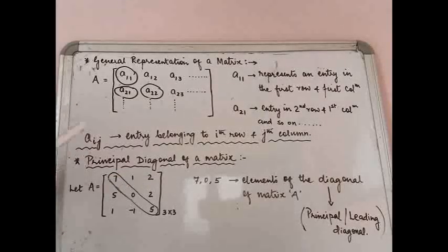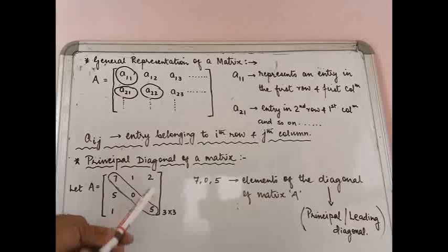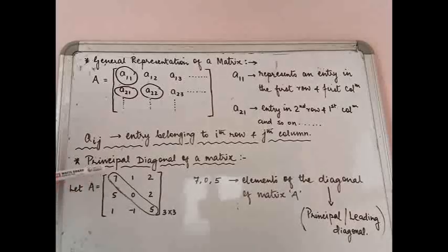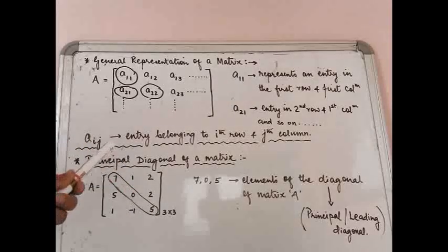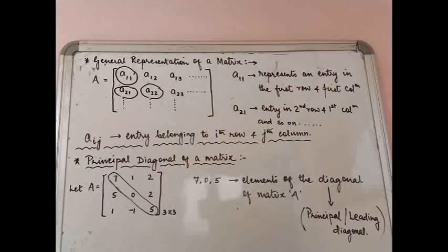Similarly, what is the last entry of this particular matrix? The last entry is over here because it is present in the third row, which is the last row, and the third column, which is also the last column. So these entries in a straight line extending from the first element to the last element of a matrix, this particular line is known as the principal diagonal of any matrix. What are the elements of the principal diagonal? We have 7, we have 0 and we have 5. These are the elements of the principal diagonal of a matrix.